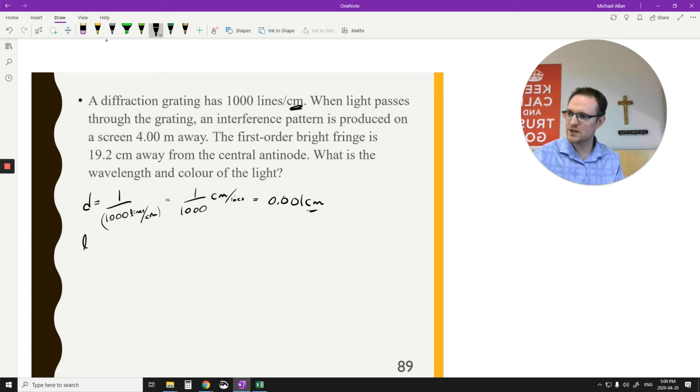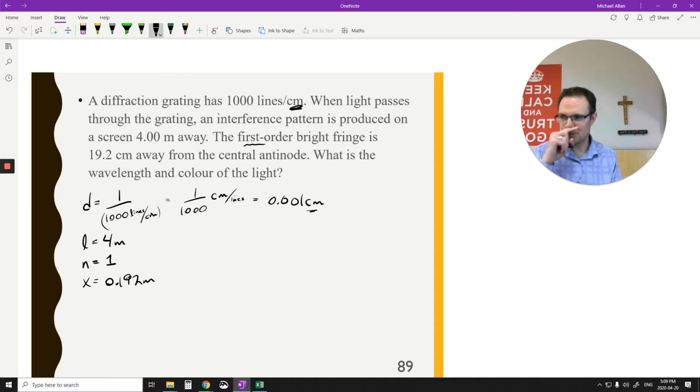So they tell us that there's a screen, some kind of measuring device, that's 4 meters away. So that's my L. The first order bright fringe is an n value, so n is equal to 1. First stands for 1, obviously. And they give us the distance there of 19 centimeters. So I'm just going to change that to meters, divided by 100. xd over nl. Uh-oh. If I'm going to think about using that other formula, I've got to know what the angle is. So tan theta is equal to x over l.